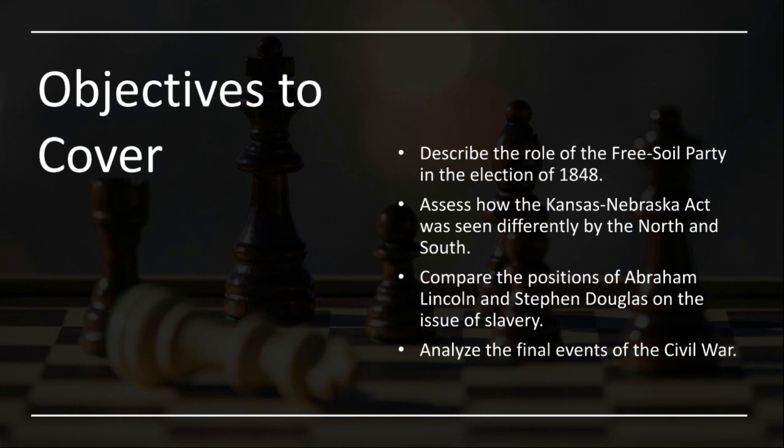So just to conclude, these historical events and political dynamics were pivotal in shaping the course of American history. The emergence of the Free Soil Party, the controversial Kansas-Nebraska Act, the differing positions of Abraham Lincoln and Stephen Douglas on slavery, and the final events of the Civil War all played significant roles in shaping the nation's future. Understanding these moments in history is crucial for comprehending the complexities and consequences that led to the eventual abolishment of slavery and the process of national healing and reconstruction that followed the Civil War.